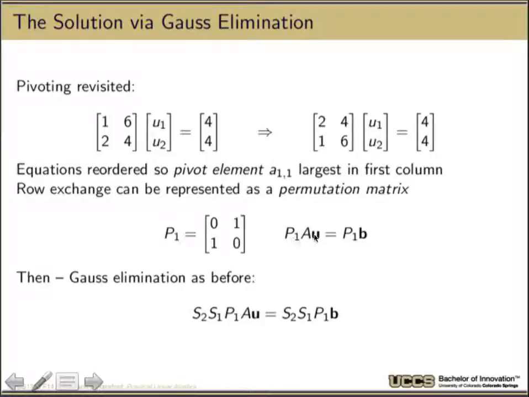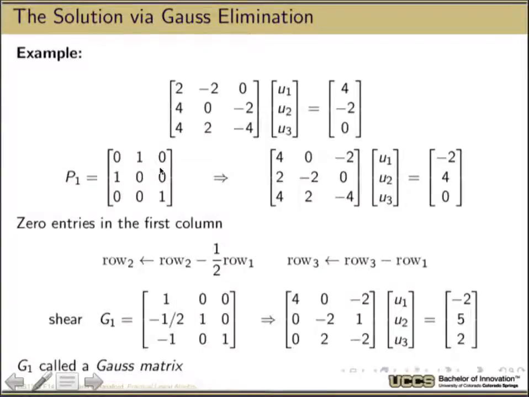So we just take P1 times A and P1 times B. Here, because our right-hand side was 4, 4, you didn't see it, but if it had been 2, 4, it would be 4, 2. And then we do Gaussian elimination as before. So now we've done our pivoting, and we can combine them. And in higher dimensions, we might have to pivot multiple times.